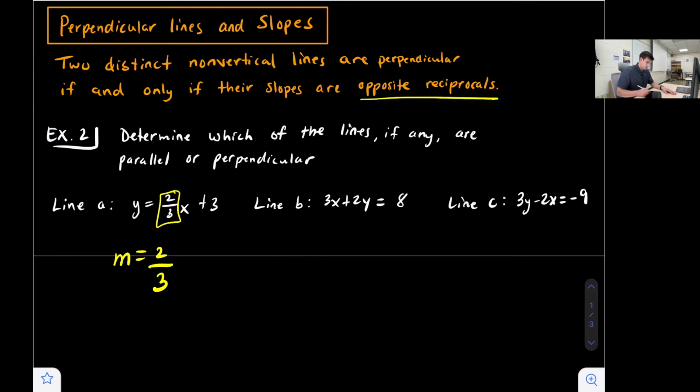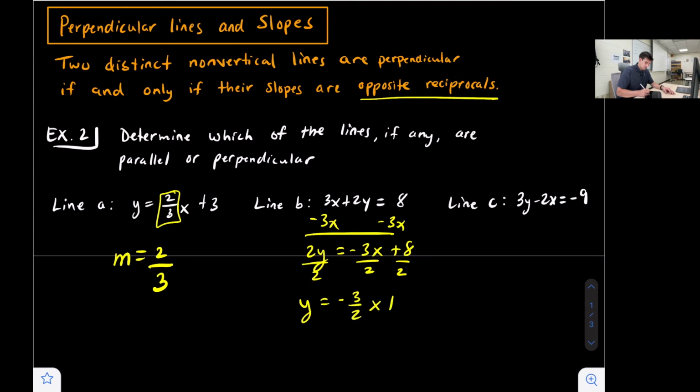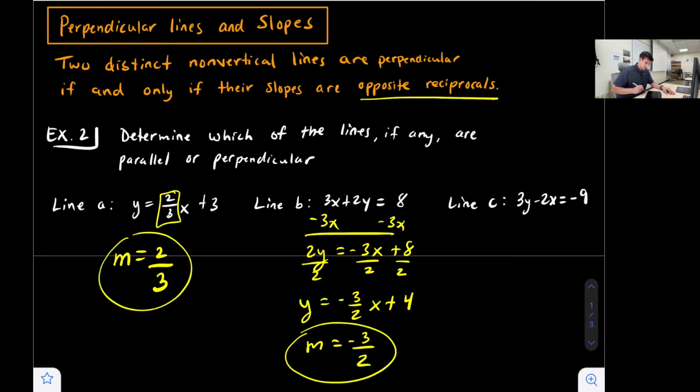So let's start with line B. For slope-intercept form, we want to solve it for y. So I'm going to subtract 3x. Now we have 2y is equal to -3x plus 8. And now we're going to divide all 3 parts by 2. So we get y equals -3/2 x plus 4. For line A, we had a slope of 2/3. For line B, we have a slope of -3/2. So we'll put a circle around these. There we go.